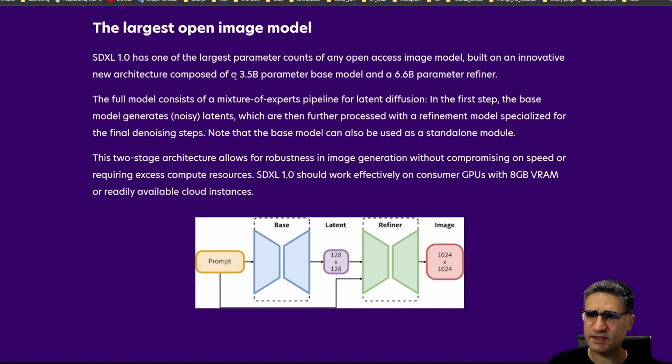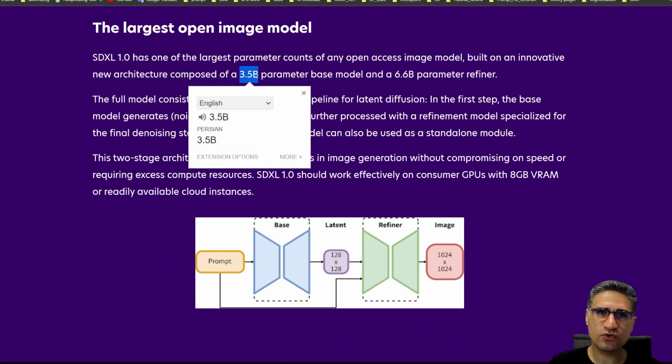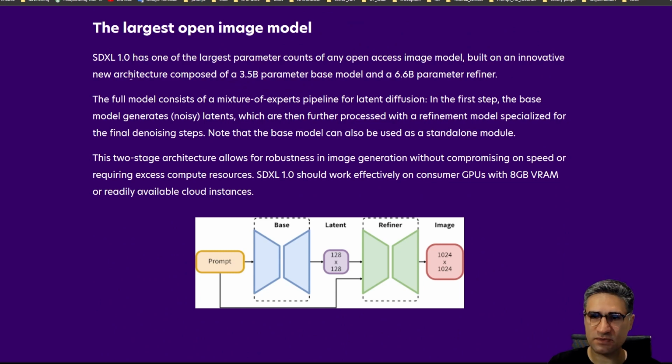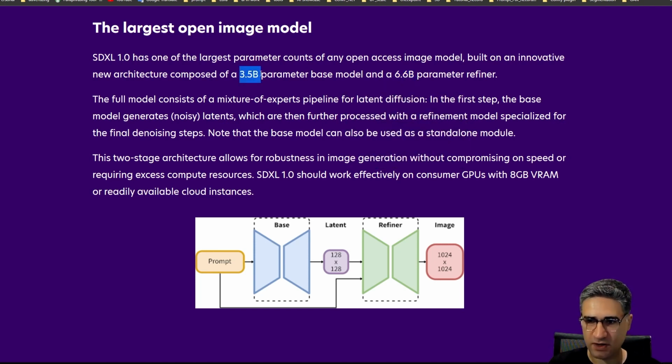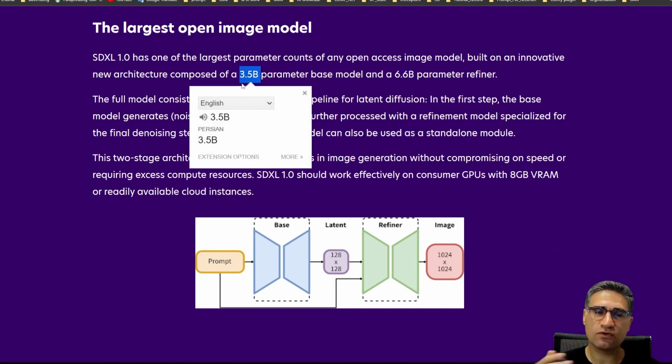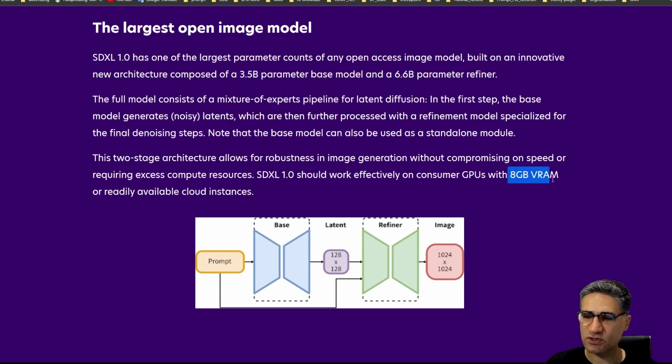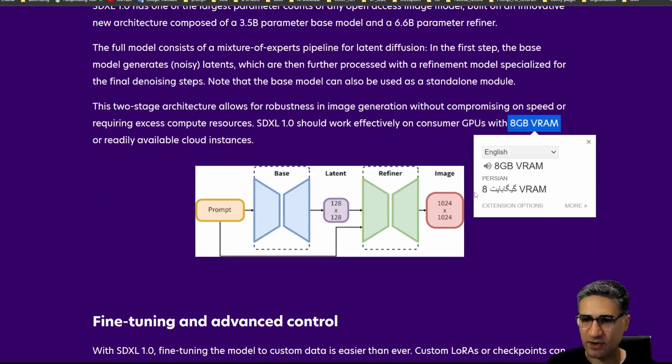And also you can see that now we have two different models for Stable Diffusion. One of them is the base model and the other is the refiner. The base model is trained with 3.5 billion parameters and the refiner is trained with 6.6 billion parameters. So the parameters in the refiner model are higher than in the base model. Okay, and this is the reason that we have to combine these two models together. And also it's possible to use Stable Diffusion SDXL with 8 GB VRAM.